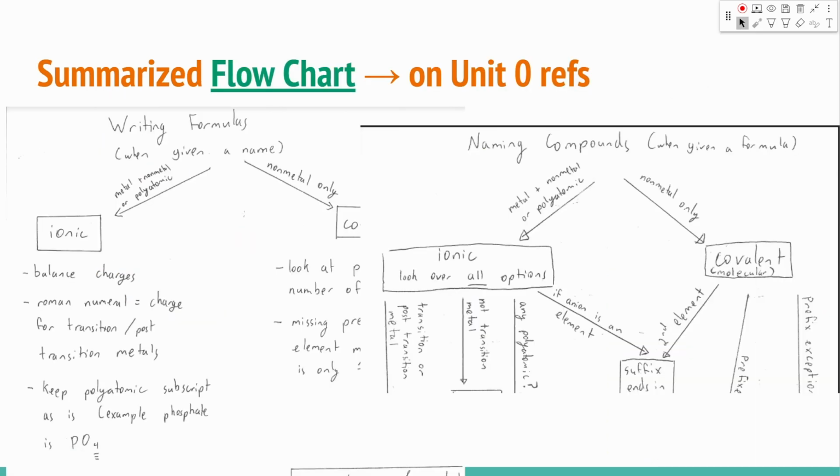I have this flow chart that is on the class website in Unit 0. I hand drew it. These are some screenshots, and obviously it's cut off because I'm just showing partially the screenshots. It's a flow chart on how to write formulas if you're given the name. And I even tell you stuff here, ionic versus covalent, and then you have to name them if given a formula. And so I pretty much just show how to name using a flowchart if you're a flowchart person. So again, that is on the class website in Unit 0 references.